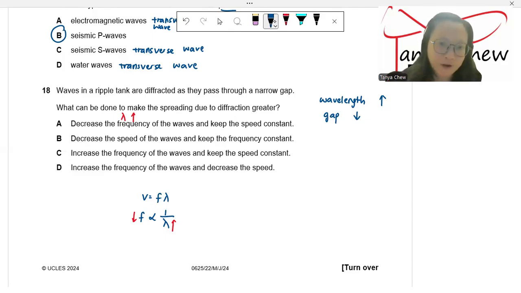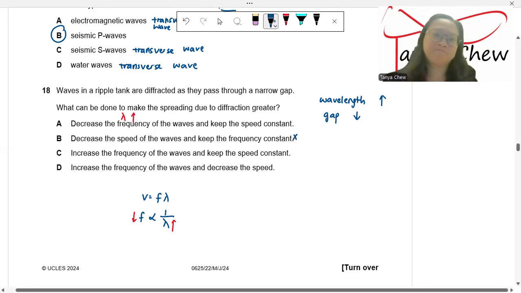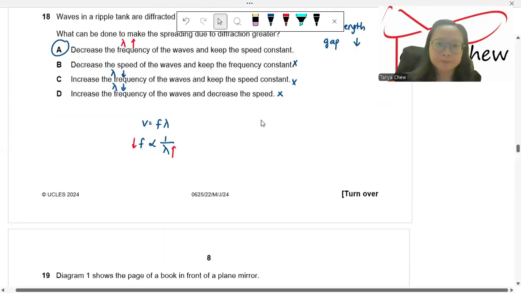B, decrease the speed of the wave and keep the frequency constant. No, you won't increase the spreading, right? So this is no. C, increase the frequency. When you increase the frequency, wavelength is decreasing. So that is also not true because I want the wavelength to increase in order for more diffraction to occur. D, increase the frequency, wavelength will have to decrease. So this is also not true. Therefore, the answer is A.